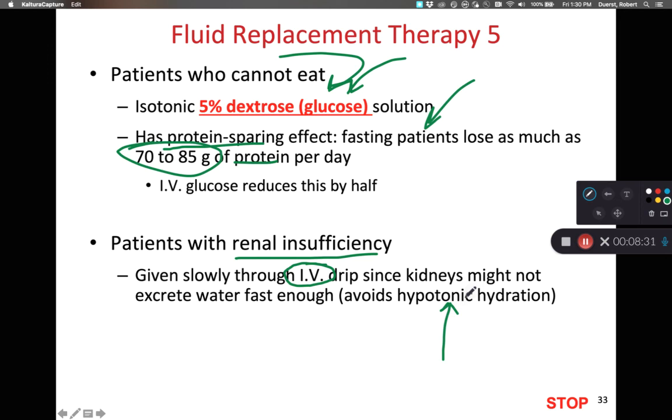We just want to give them enough sugar water to reduce the amount of protein digestion they do or gluconeogenesis they do to their own bodies.